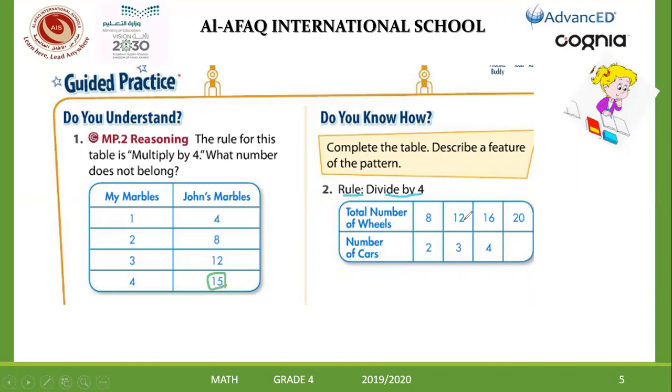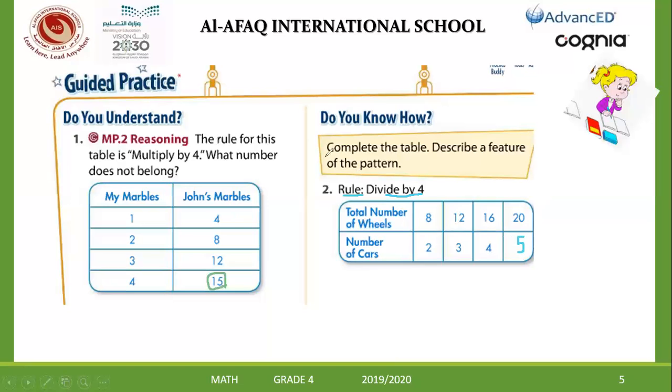If I have 12 wheels, I have 3 cars. Again, from where? I got 3 from 12 by following the same rule: 12 divided by 4 will be 3. Also, 16 divided by 4 will be 4. We have to follow the same rule to fill the table. 20 divided by 4 will be, of course, 5.